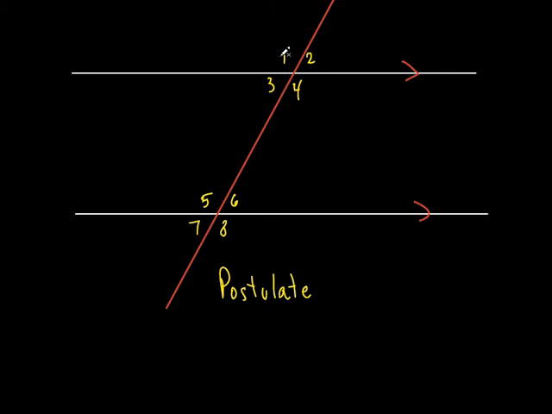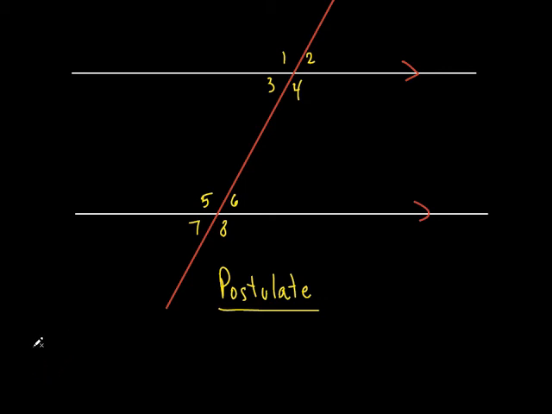Now, if we wanted to, we could get a protractor and measure it, and we would see, as long as these two lines are parallel to each other, that the corresponding angles are equal to each other. So that is a postulate. So let's write it down. I'll just shorthand it.